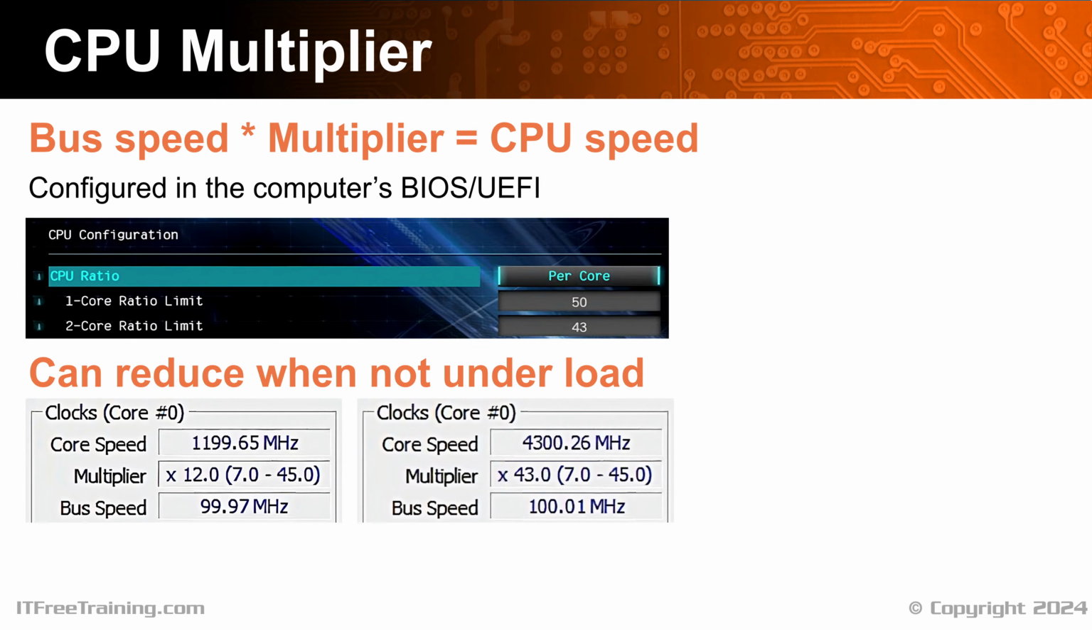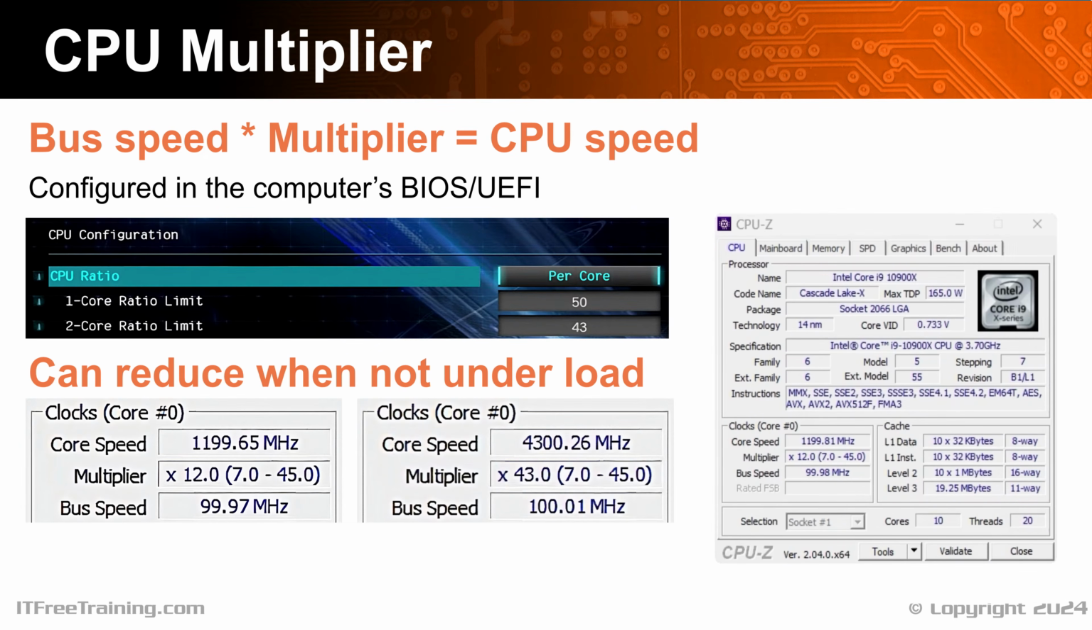To see the multiplier currently used on a computer, you can use the freely available tool CPU-Z. On this computer, the multiplier changes between 12 and 43. The computer is able to change the multiplier when the computer is not under load. You'll find that on modern computers, there are a lot of devices that will slow down when not under load, in order to reduce the amount of power being used.